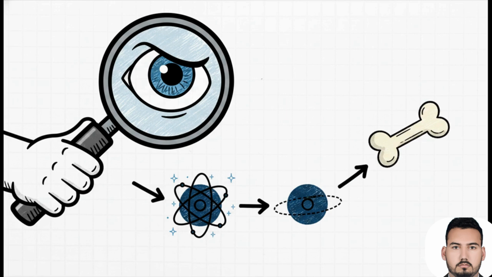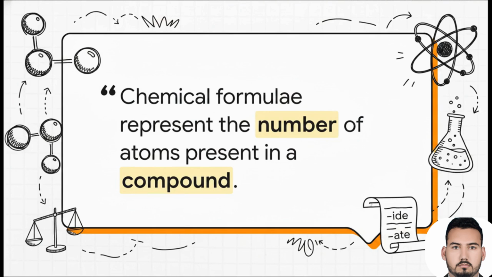To wrap up everything we've uncovered in this explainer, I want to share this core quote from our source material. It says, "Chemical formulae represent the number of atoms present in a compound through the use of element symbols and small numbers known as subscripts." And you know, that really hits the nail on the head. You've seen how elements completely transform when they bond into compounds. You've learned the grammar of using "ide" and "ate." You've visualized the molecules, and now you literally have the skills to translate these symbols and subscripts into real-world atomic ingredients.